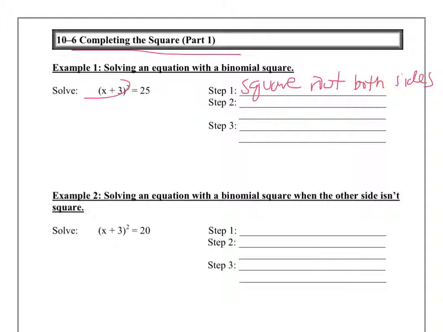When I do that, I get the square root of x plus 3 squared equals the square root of 25. The square root of x plus 3 squared, we're undoing the square, so it just becomes x plus 3. And whenever we take the square root of a number, we know that it's either plus or minus 5, because negative 5 times negative 5 becomes positive 25, and the same with the other. Now we want to solve for x.